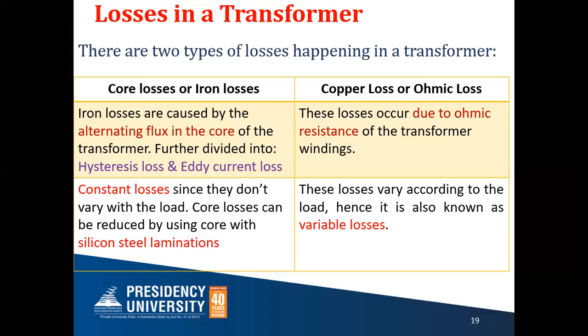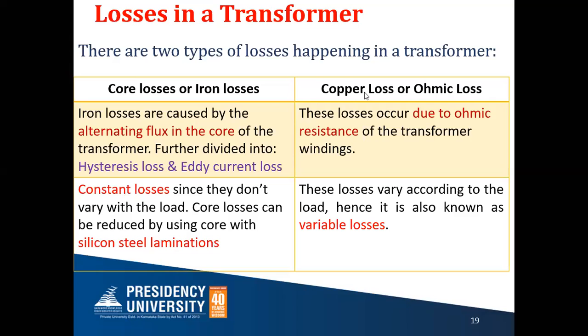The flux is produced by the current. The current is given by the input voltage. So the core losses mainly depend on the input voltage. The input voltage we are applying is always constant. So the core loss is also called constant loss. Under the power losses in a transformer, the core loss is always a constant loss.